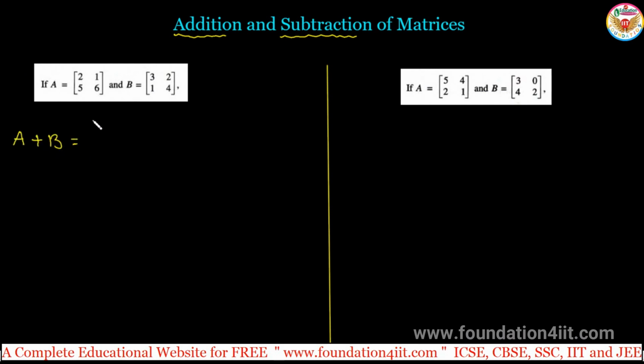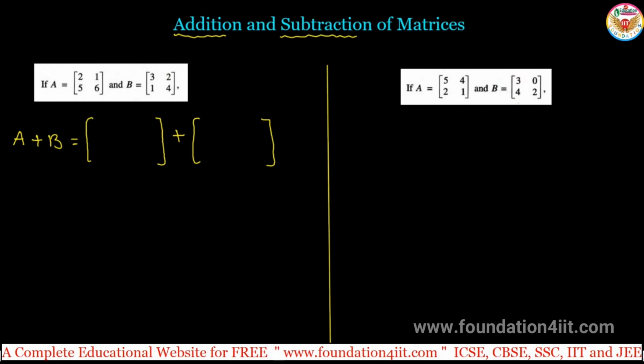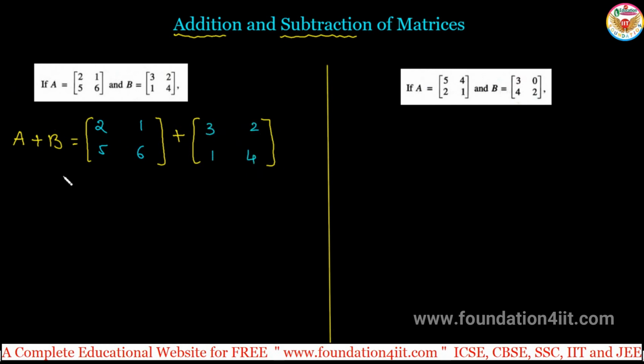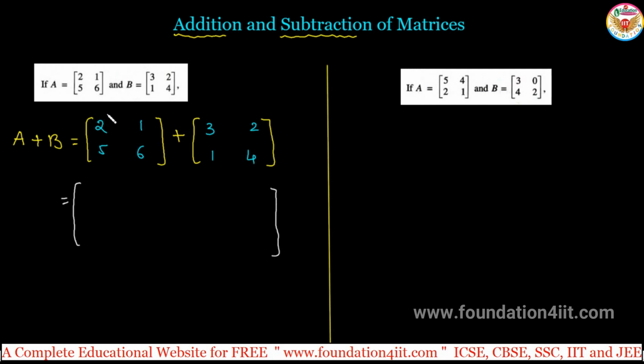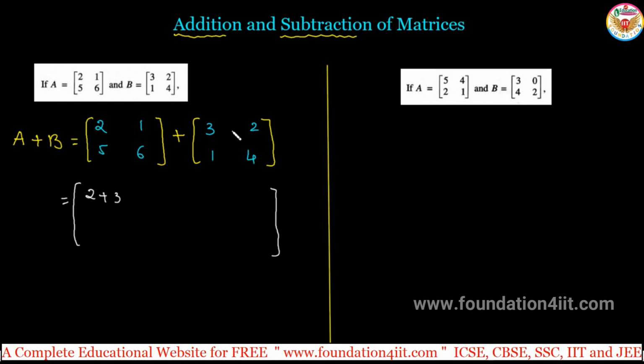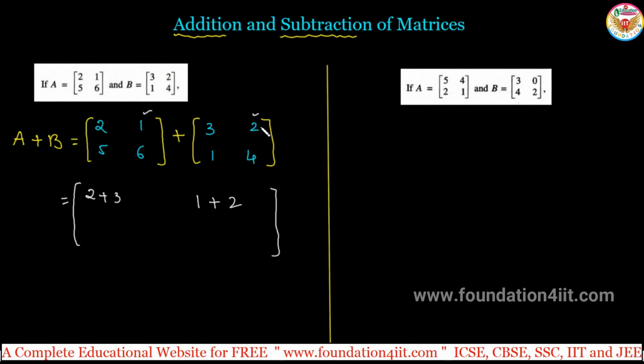A plus B. The meaning of adding matrix A with matrix B is adding the corresponding elements. A is [2 1; 5 6] and B is [3 2; 1 4], right? To do the addition, we add only the corresponding elements. 2 plus 3: first row, first column to first row, first column. Again 1 plus 2: first row, second column. We should add the corresponding elements.